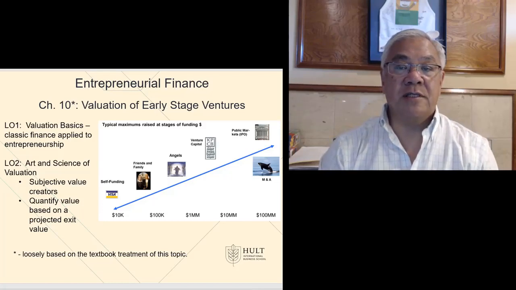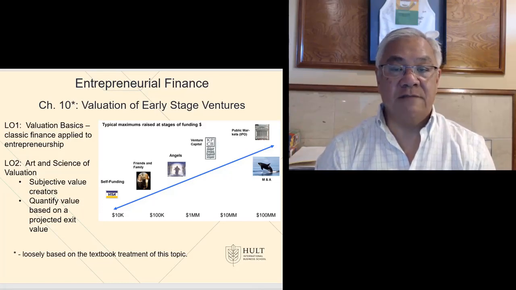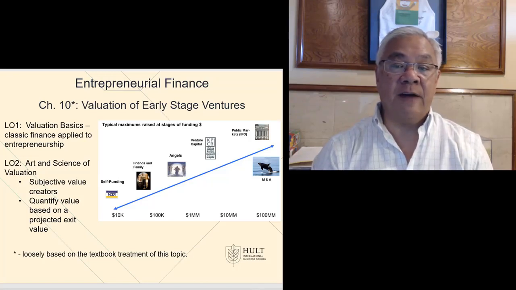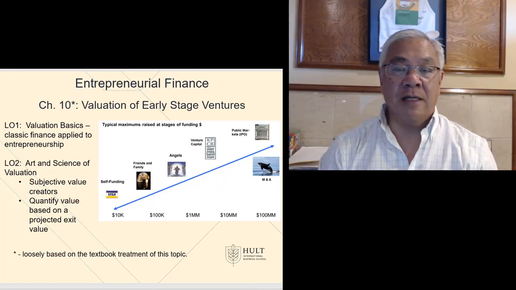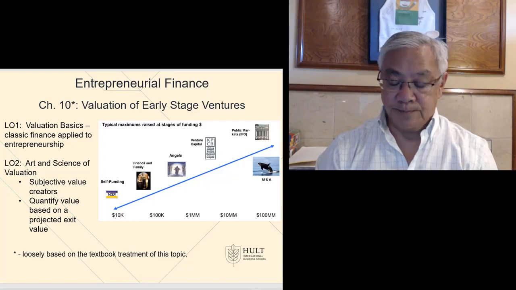We're on Chapter 10, which is dealing with the valuation of early stage ventures. We're going to first look at Learning Objective 1, which is a review of the classic valuation models that we learn in finance, and then apply it to this early stage venture and describe the art and the science, which is Learning Objective 2. All right, some of the basics.